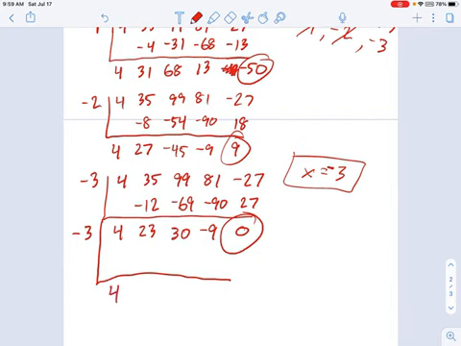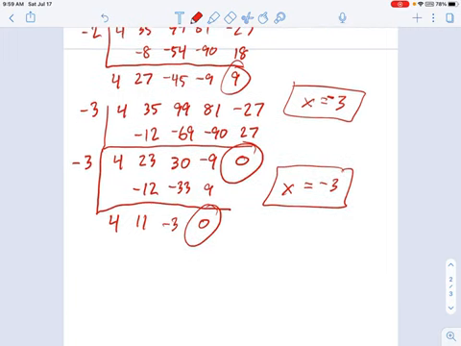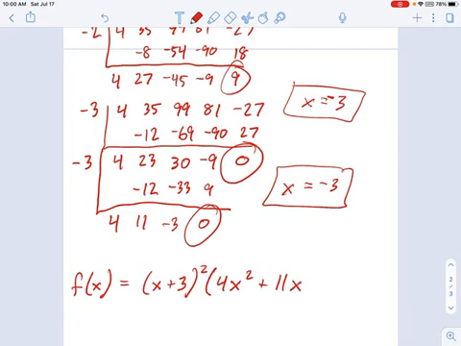So you bring these coefficients down for negative 12, positive 11, negative 33, negative 3, positive 9. Look at that. It worked again. Okay, and what we have here is now a quadratic polynomial. This is to be written in the form f of x. Now we just found two roots of x plus 3, or in other words, two factors of x plus 3. And what's left is 4x squared plus 11x minus 3.